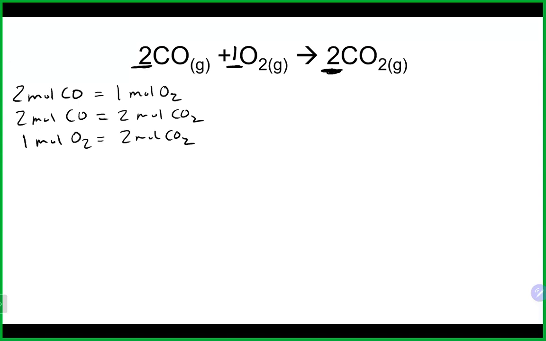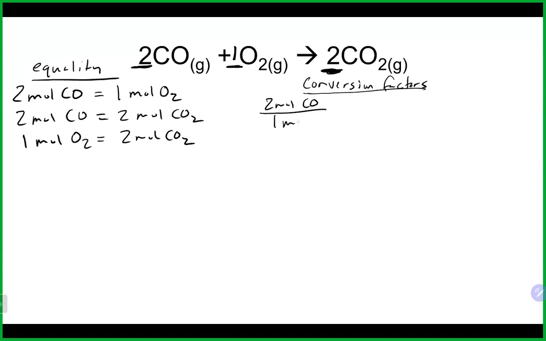Now, these are really equalities. And just like any equality, even though we just got it from the equation, we could write 2 conversion factors from each of them. So in terms of our conversion factors, for every 2 moles of CO, there is 1 mole of O2, or 1 mole of O2 up on top, 2 moles of CO on the bottom, and that's from this one.